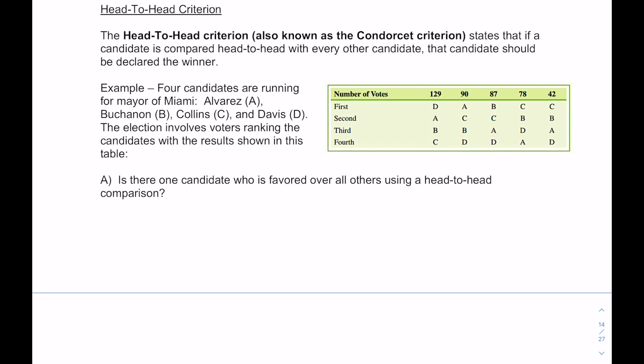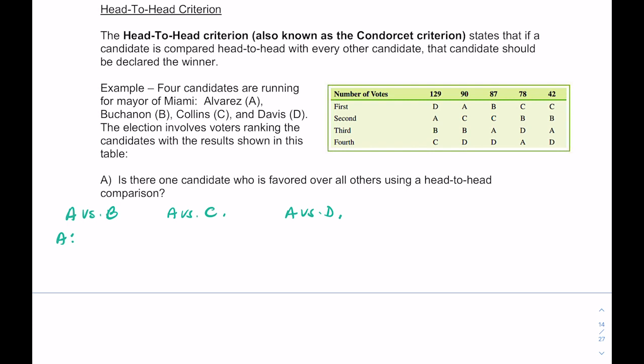Okay, so I'm going to compare A versus B. And then I'm going to compare A versus C. And A versus D. The reason I'm doing this is because I want to compare 2 candidates at once to see if one of them would be declared the winner in all 3 pairs.